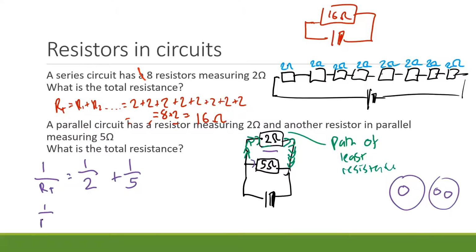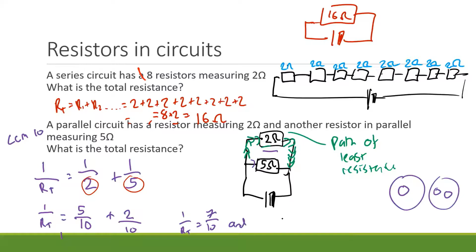To add these two fractions, we'd say, well, this one has a denominator of 2, this one has a denominator of 5. You can't add them together. The lowest common multiple of 2 and 5 is 10. 2 times 5 is 10, 5 times 2 is 10. It's the lowest common multiple. So 1/2 is going to become 5/10, and 1/5 is going to become 2/10. So 1 on RT is equal to 7/10.